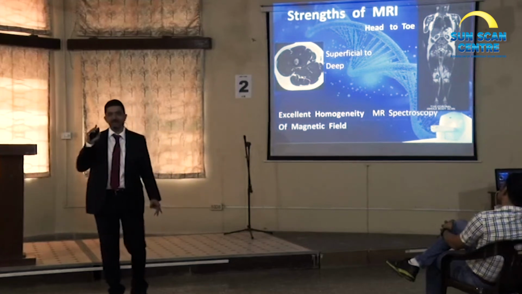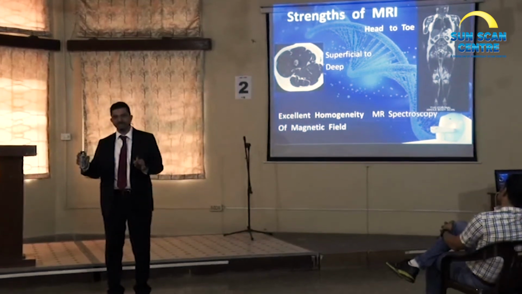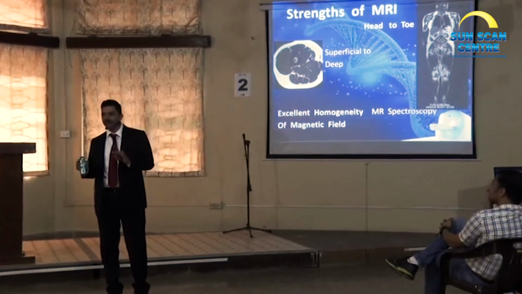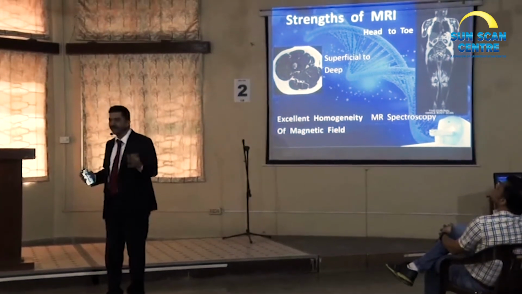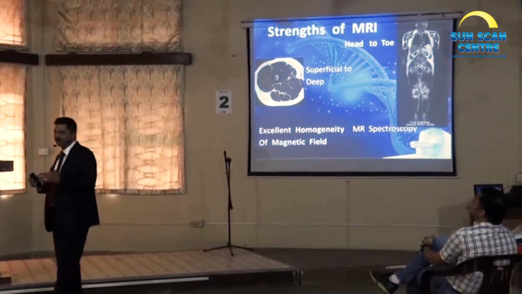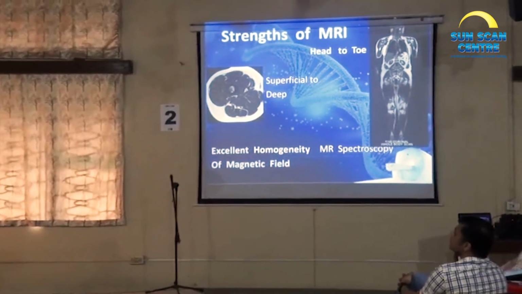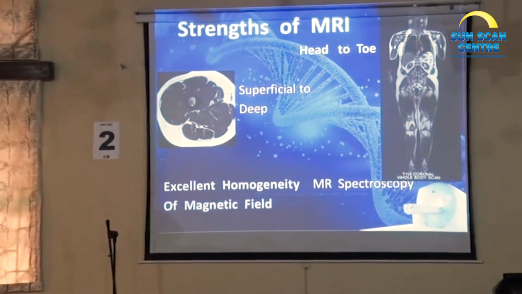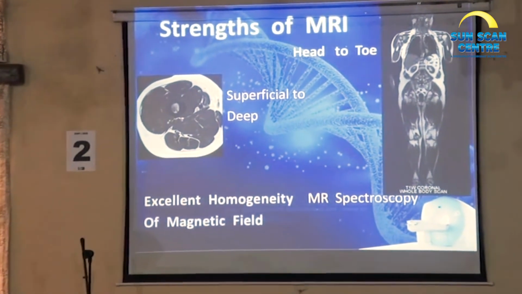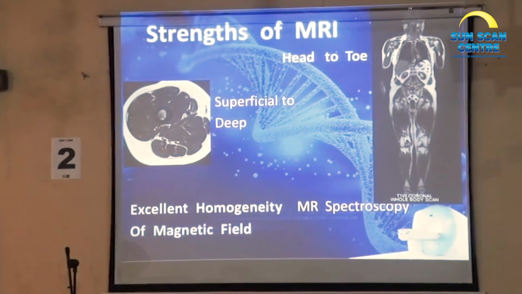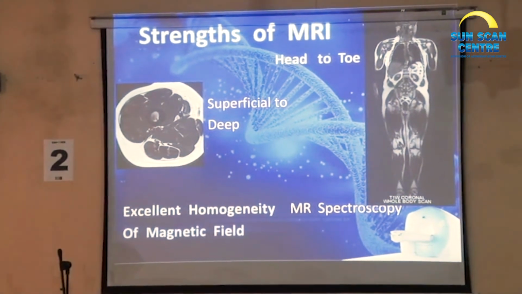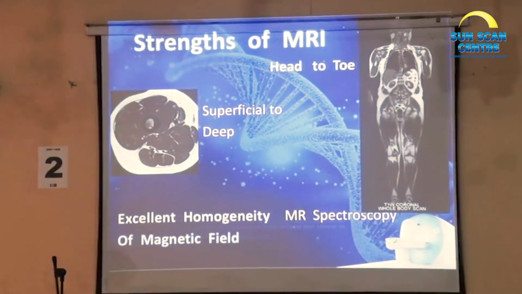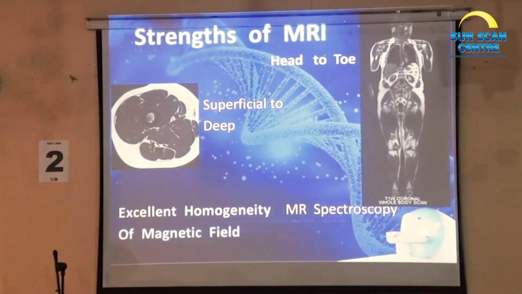The only area which you may not be able to see well is the lung, because the lung does not contain water. In the beginning I mentioned that water is required for generation of the image. So for the lungs, of course, if there is a gross abnormality, you may still see it, but MRI is not the ideal way to look at it. Other than that, everything can be imaged using this modality.